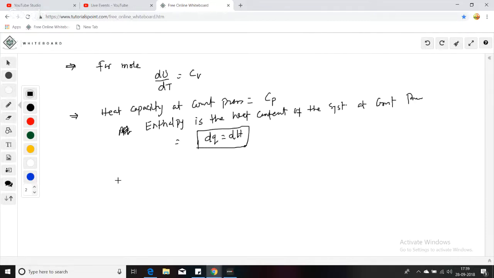And again, heat capacity is what? It is the amount of heat required to change the temperature by 1 degree Celsius. So suppose dT is the change in temperature we have when we supply dq amount of heat. For a 1 degree rise in temperature, the heat required is dq by dT. If it is constant pressure, we write dq by dT equals Cp. And we know at constant pressure dq is nothing but dH, so Cp we can write as dH by dT.